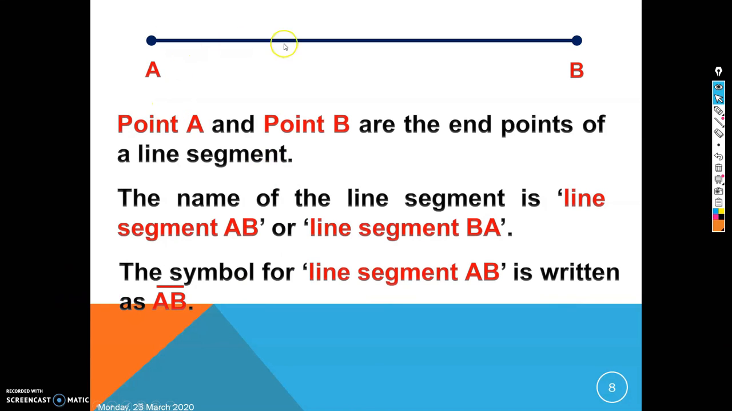Last thing, the way this is written, we say it as line segment AB. We write it like this down here, where you just put a straight line above the letters. Okay? So you can see it's different because it doesn't have the arrows on that symbol. And that tells whoever's looking at it that it is a line segment and not a line. Okay?